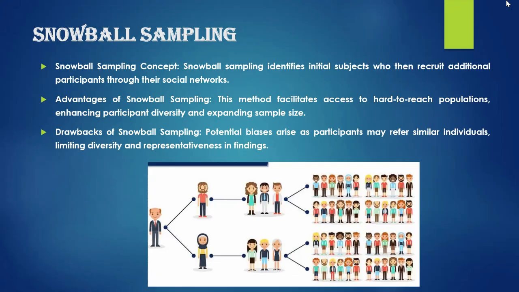But the drawback of this method is that potential biases arise as participants may refer similar individuals, limiting diversity and representativeness in findings. An example of this is a researcher studying a rare medical condition who uses initial participants to refer others with the same condition.